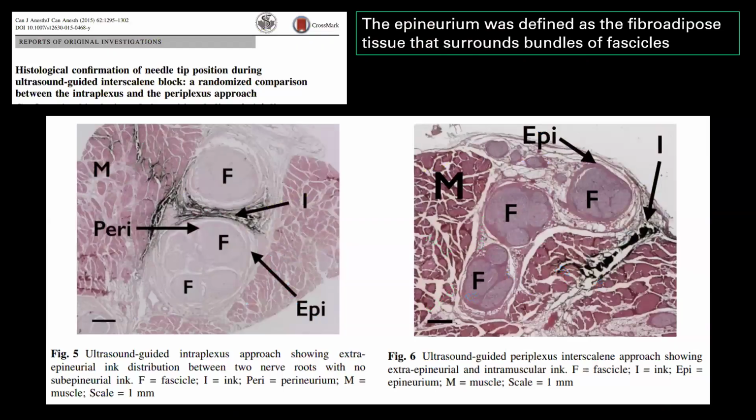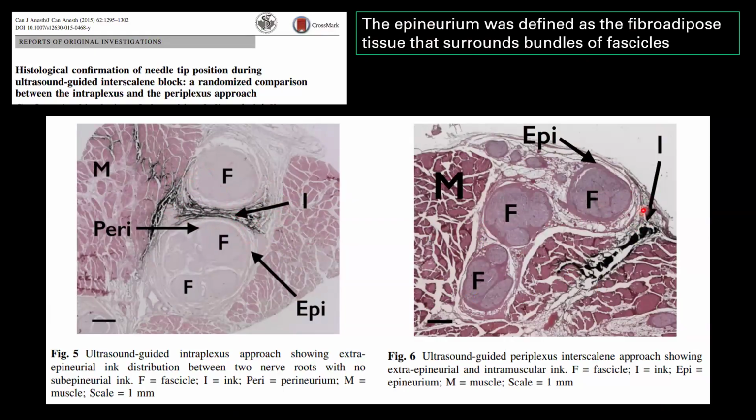Now, what happened when they injected just less than 0.5 ml of the black dye? It's called the Indian ink. When they started injecting periplexus, they found that it was very close between the two fascicles. When they injected the intraplexus, it was between the fascicles.